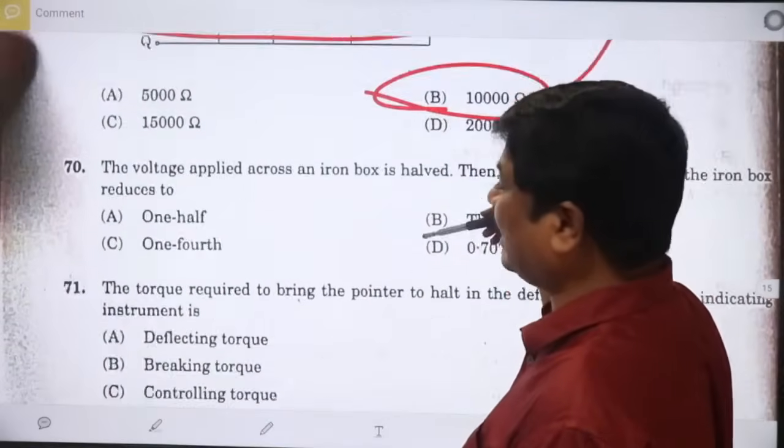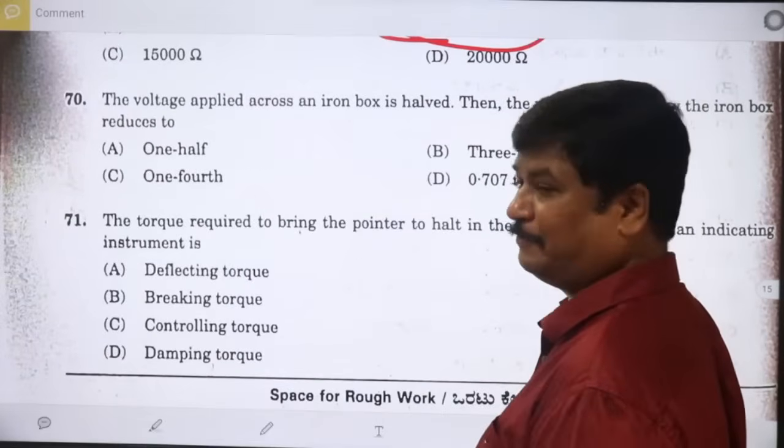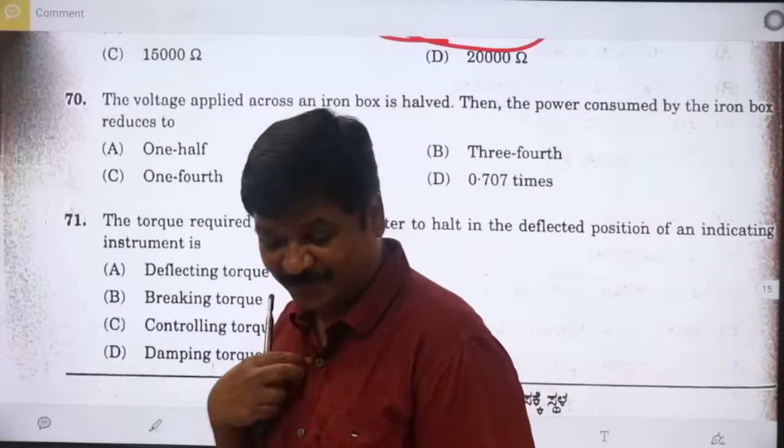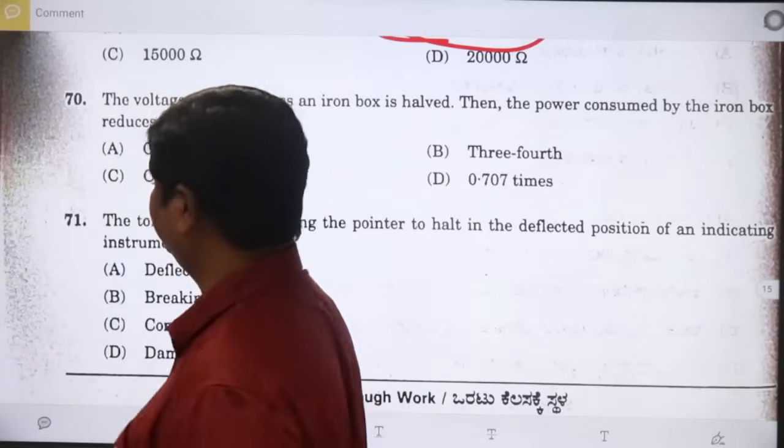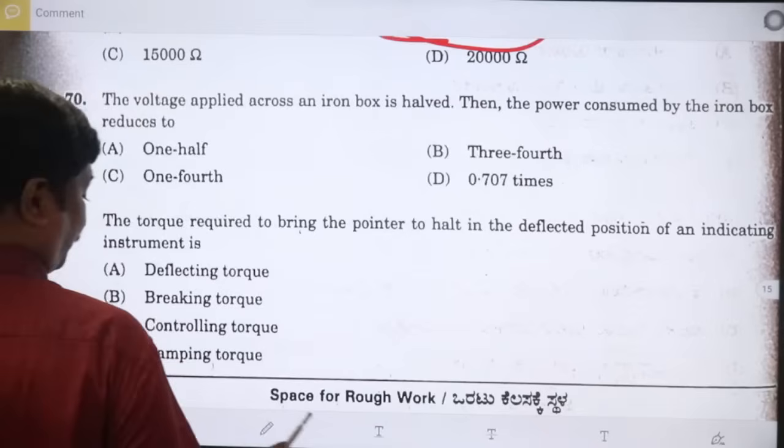Have all of you had dinner or not? You are very serious with the exam, I hope. Right?